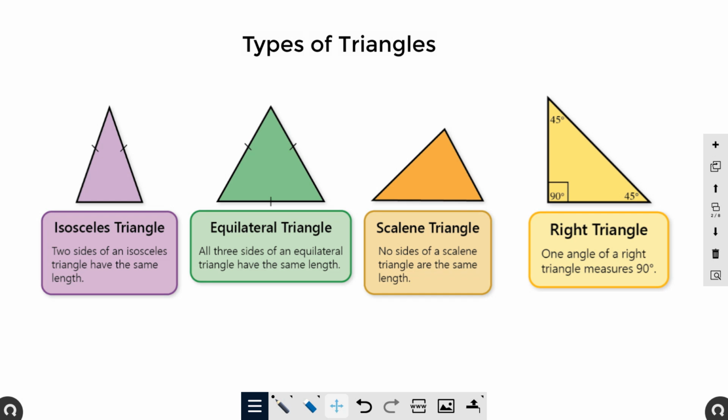Right. Today is about patterns that you may see in triangles. So first we need to talk about the different triangles that we have. You probably remember these from elementary school, middle school, things like that.